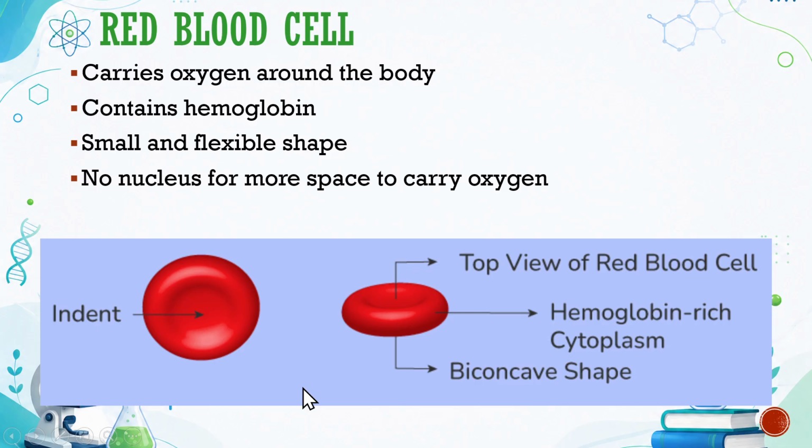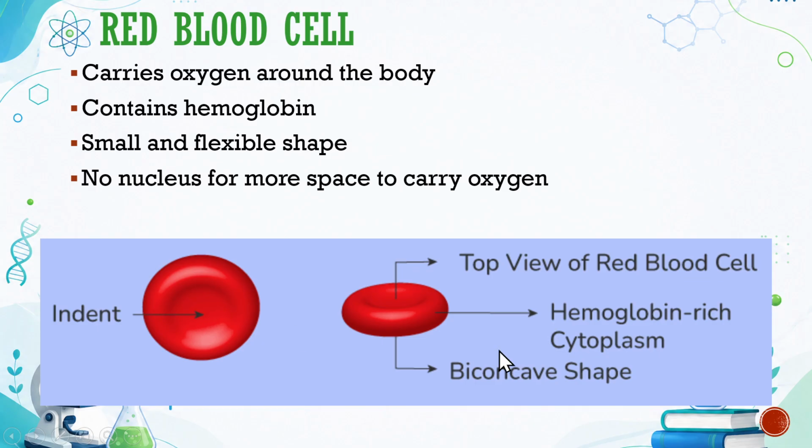The diagram below is going to show you a top view as well as an indent. You can see that this is a small circular-shaped cell which is hemoglobin rich. The cytoplasm in this consists majorly of hemoglobin, which is what forms your blood and carries the oxygen around the body. And it is biconcave in shape. You can see over here I have an indent shown.